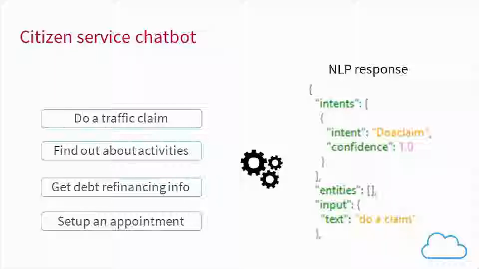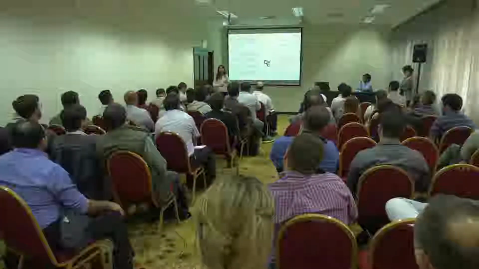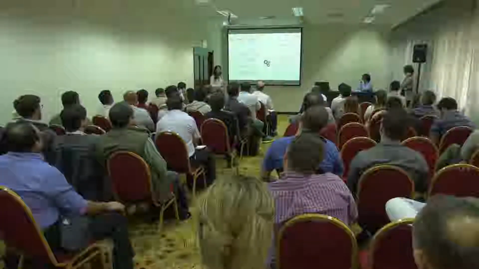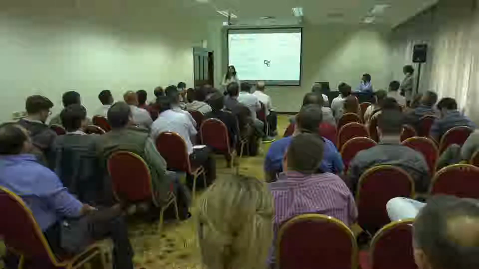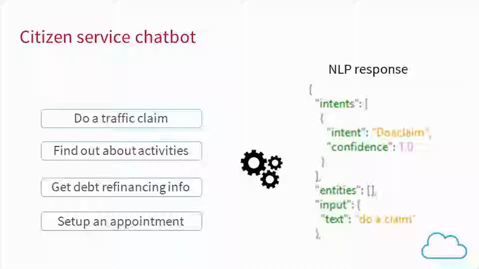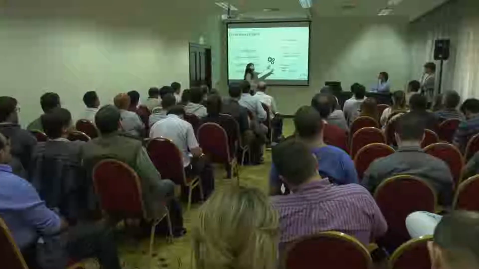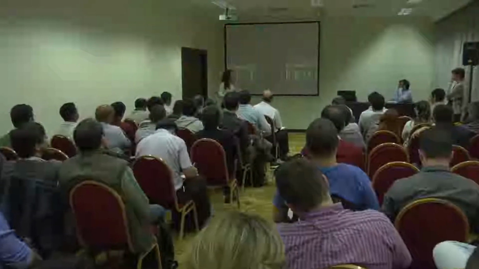What we have to do firstly is to ask ourselves what are the intents that the chatbot is going to cover. For example, a citizen service chatbot could cover the following: do a traffic claim, find out about activities, refinancing a debt, or get your driving license, etc. What's important is that these intents are going to be interpreted by the provider with a certain level of confidence.